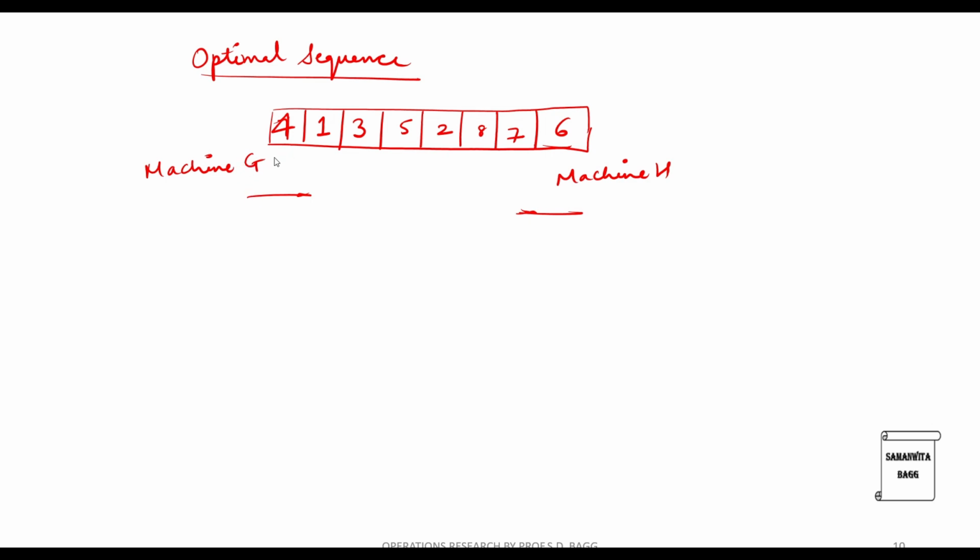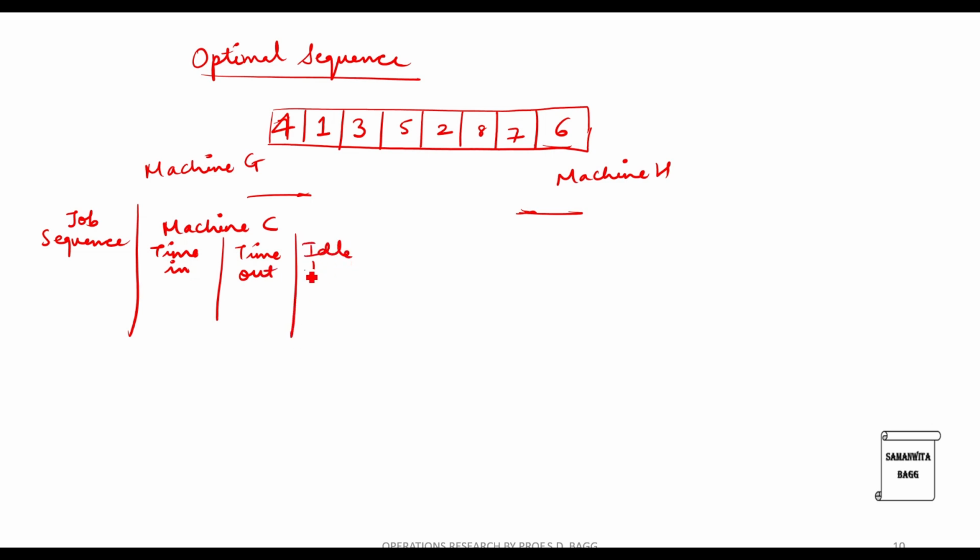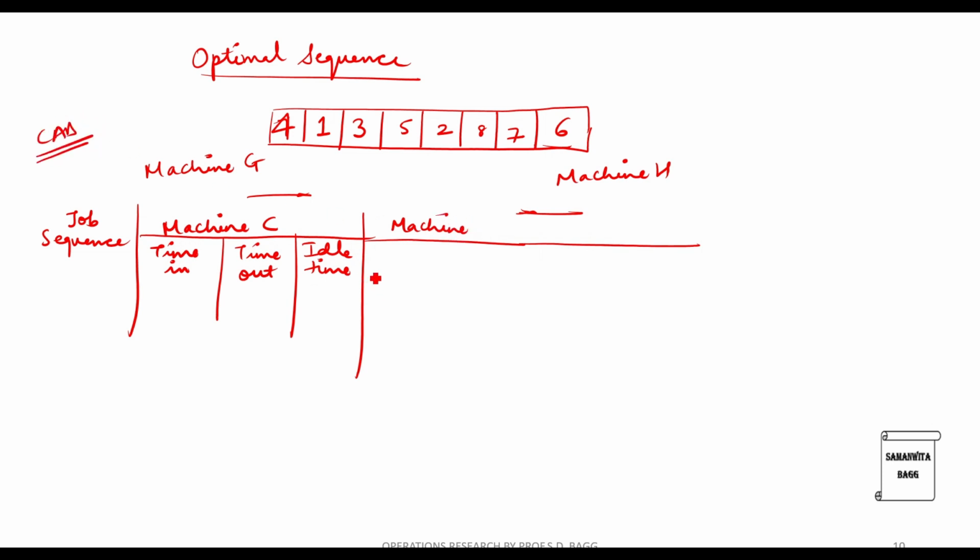So once this is done, we will now form the table like the previous one. So first I'll write the job sequence. Then I'll write machine C first. Its corresponding time in, time out and the idle time. It is order CAB. You need to remember. So I'll have machine A, then time in, time out and the idle time.